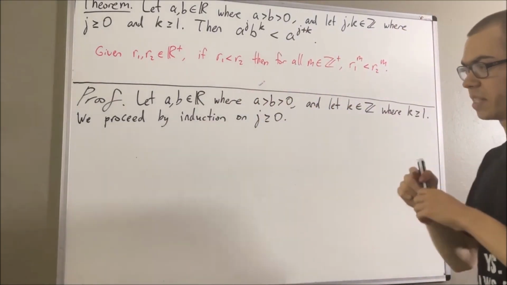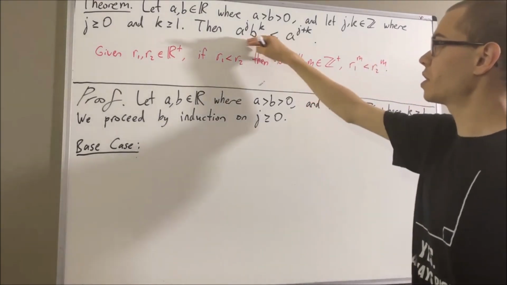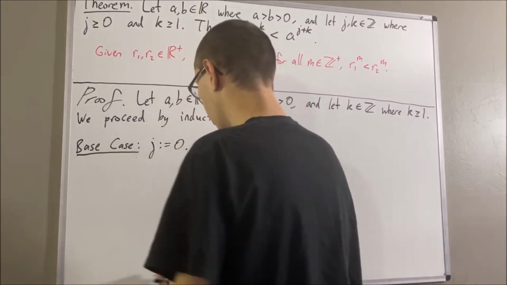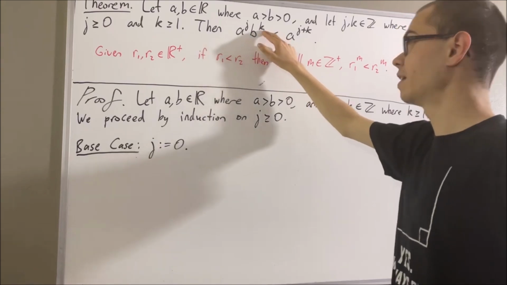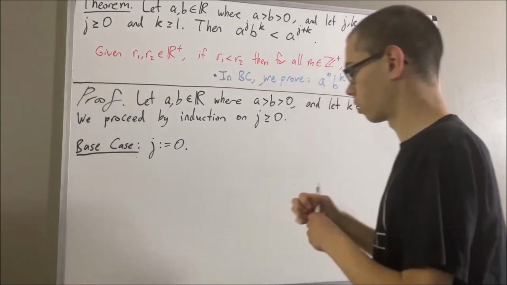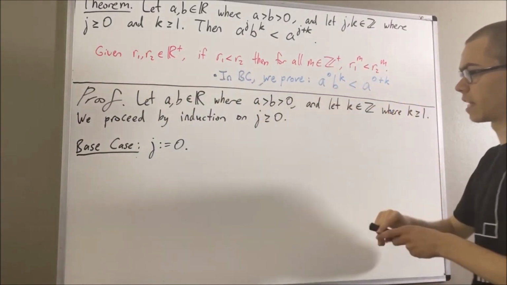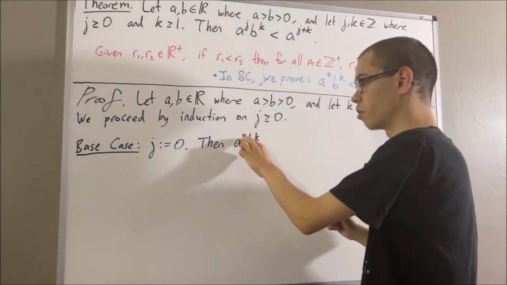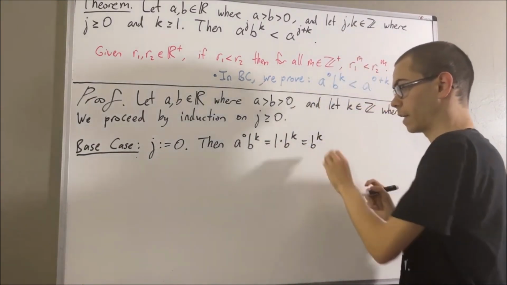So let's start with the base case. Now in the base case, we're trying to show that this is true in the case where j is equal to 0. Which means we're trying to show that a to the power of 0 times b to the power of k is less than a to the power of 0 plus k. So this is what we're trying to prove. And let's start out by writing the left-hand side. Now we know that any real number to the power of 0 is just 1. So really this is just equal to b to the power of k.